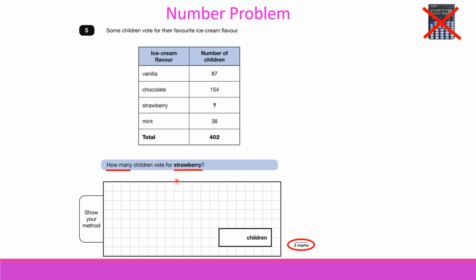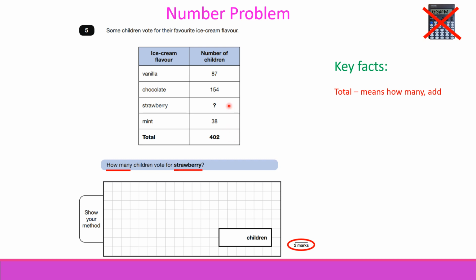Now the key word in this question is the word total. So our key fact is that this word total means add up, how many. So you need to add together all these different flavours of ice cream. So the vanilla, the chocolate, the strawberry and the mint. We need to add all these numbers together. And if I add them all together, the answer is 402.